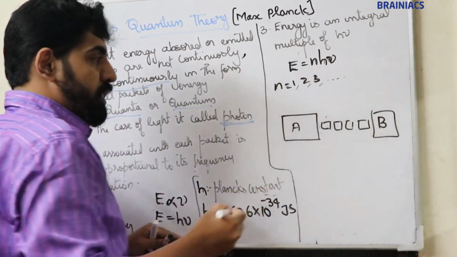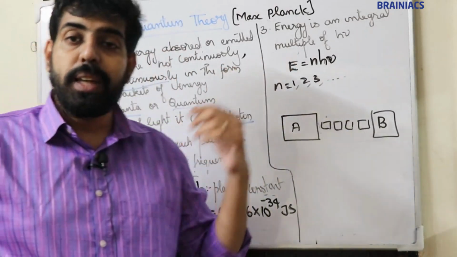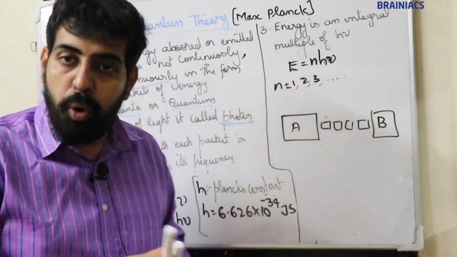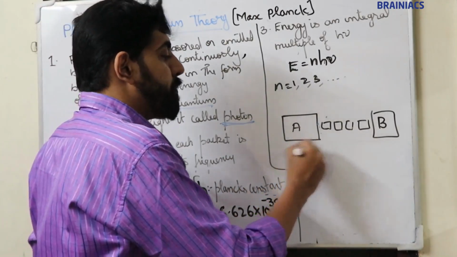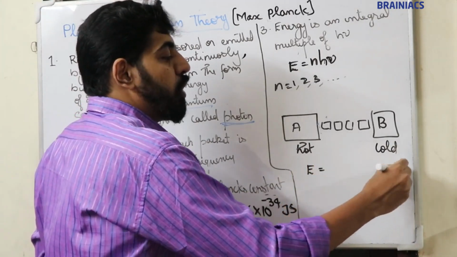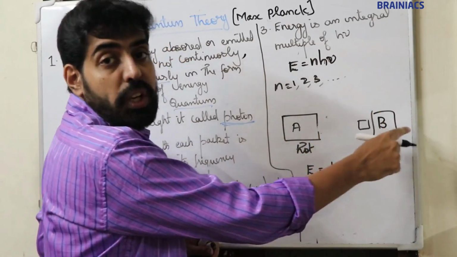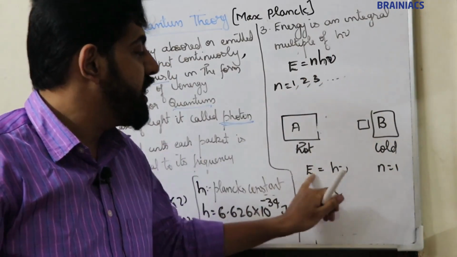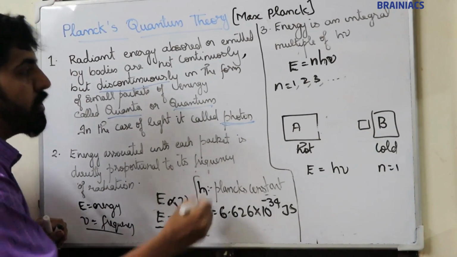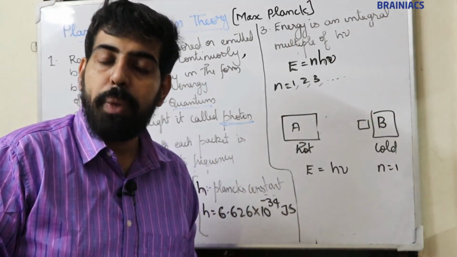Now what is the meaning of this postulate? In this postulate, they have given that a body can transfer energy. For example, consider a hot body A and a cold body B. When the n value is equal to 1, E becomes h nu. That means a body is donating only one packet of energy. h nu is the energy of a single packet, right? So if n is equal to 1, A is donating a single packet of energy to B.